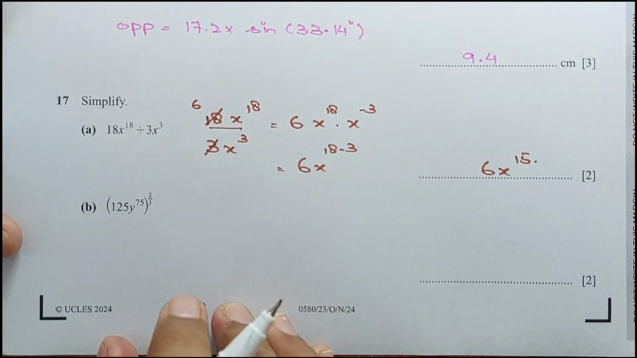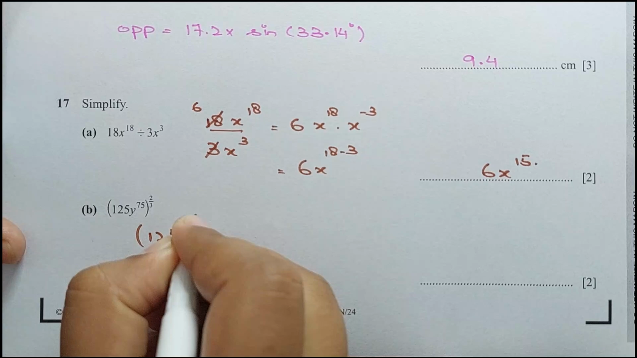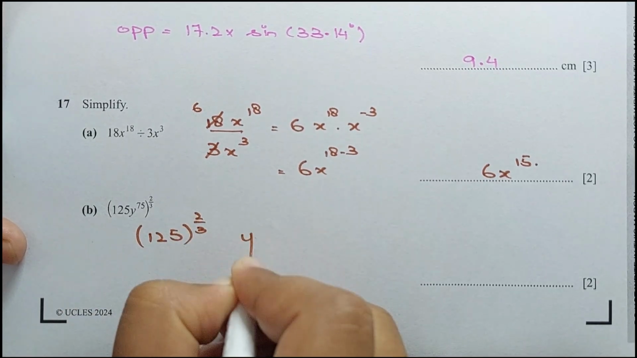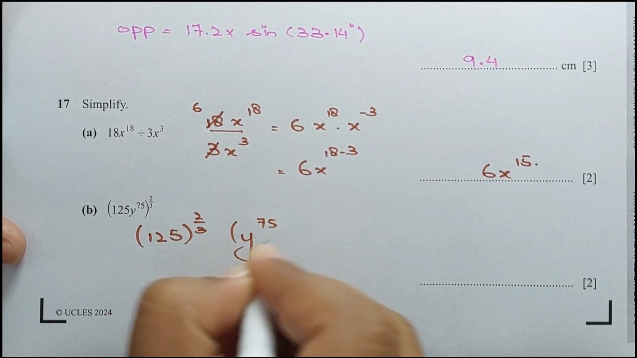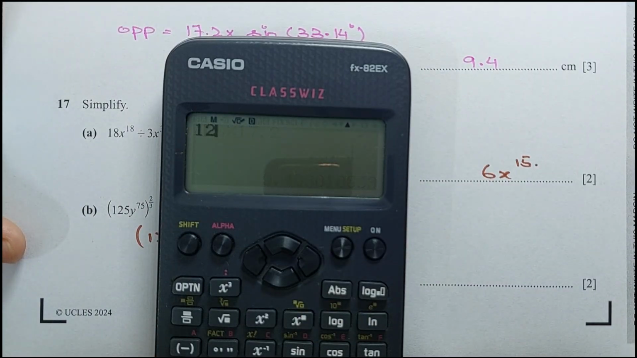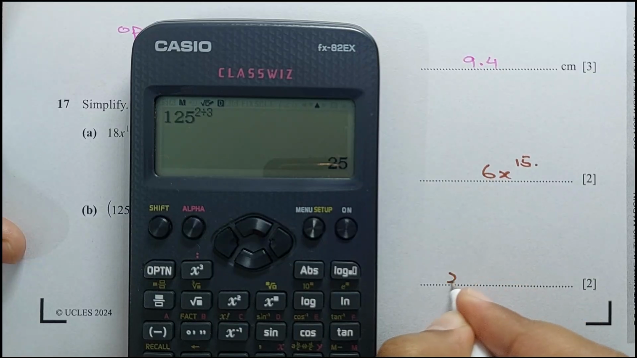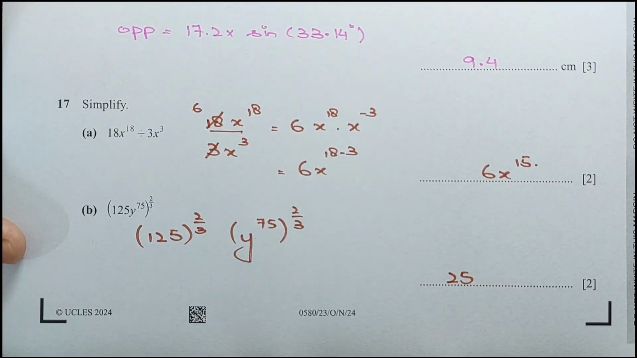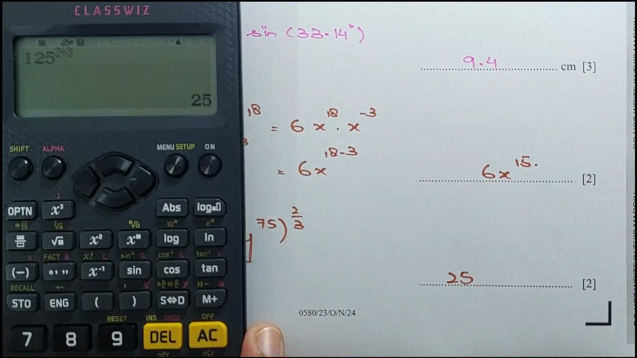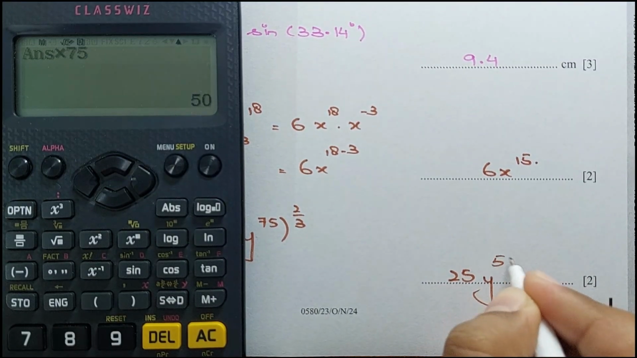Now doing part B, which is 125 to the power 2 by 3, and y to the power 75, its whole power 2 by 3. Okay, so 125 to the power 2 by 3 is 25, right? And y to the power, if I simplify 2 by 3 times 75, this is 50, so y to the power 50.